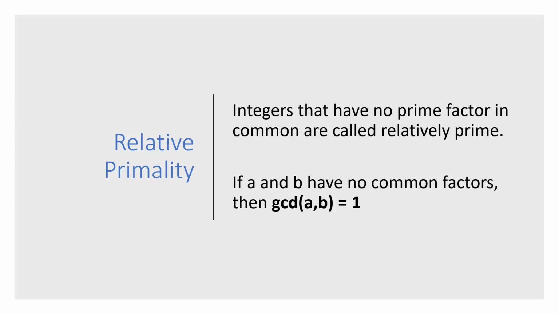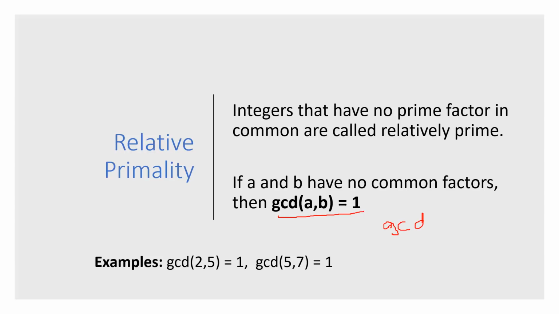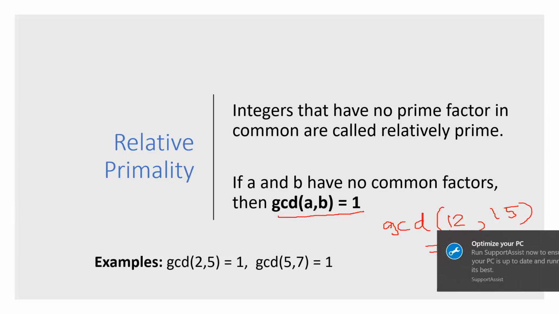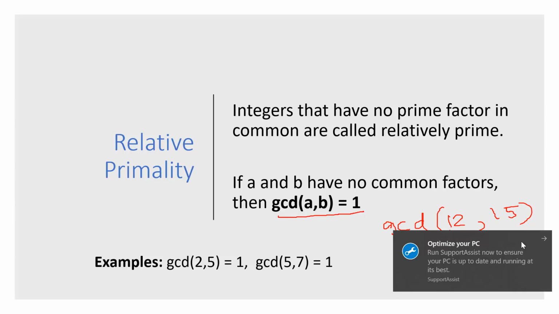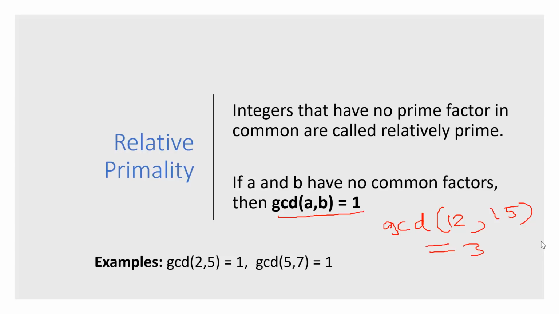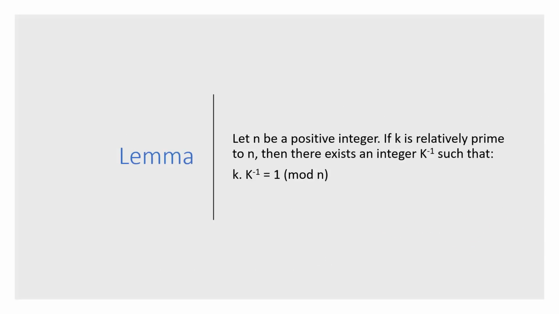So let's talk about the greatest common divisor first. Greatest common divisor is the largest common factor that divides both A and B. So for example, the greatest common divisor of 2 and 5 is 1. The greatest common divisor of 5 and 7 is 1. But if you find the GCD of, say, 12 and 15, the largest number that divides both is 3. And the greatest common divisor is very important. If the greatest common divisor between two numbers is 1, we say that they are relatively prime.